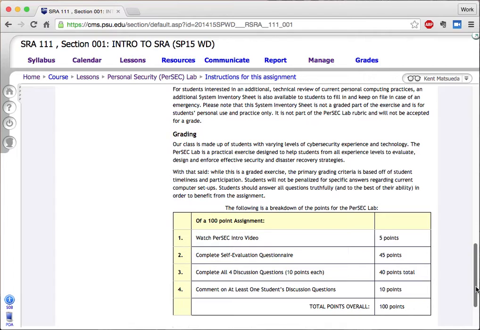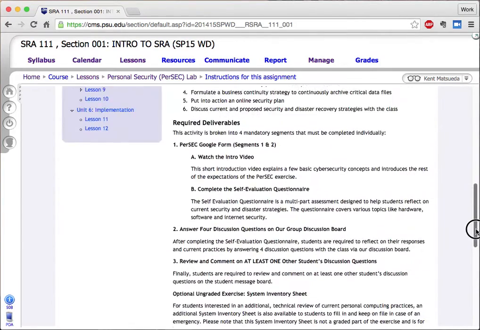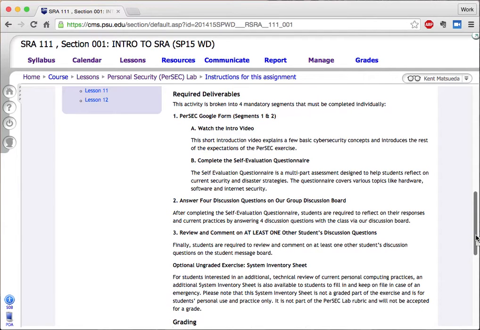So that said, this is how mine is structured. It's a little bit different. It's a little less internal. It's a little more class-oriented, I guess, than the original PerSec Lab. The way that I structured the PerSec Lab, just to give it a go, was through a Google form.